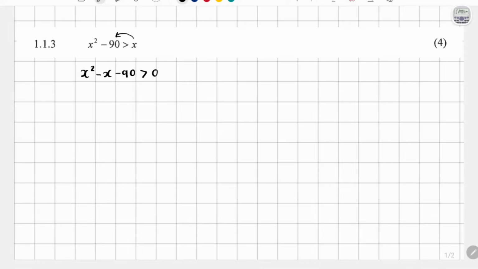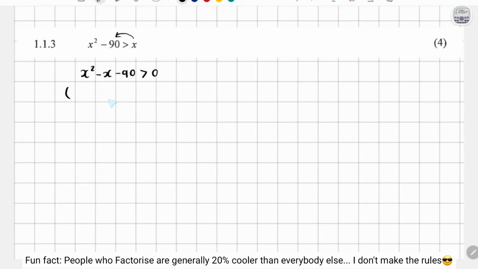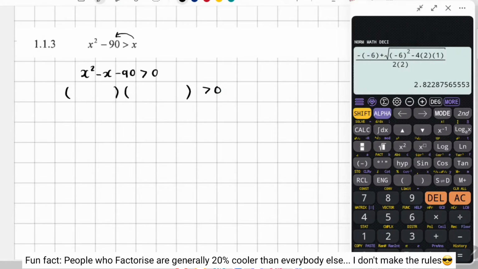Okay, this is what we have. We have two factors, and we just have to factorize this. Now, you can go ahead and start looking for the factors, or you could just use the quadratic formula to find your factors, okay? But you're going to pretend that you actually factorized it. So you create two brackets, then greater than 0. Then on your calculator, this is what you can do.